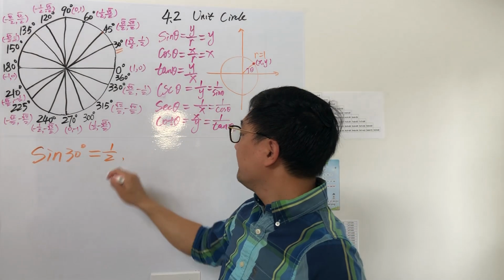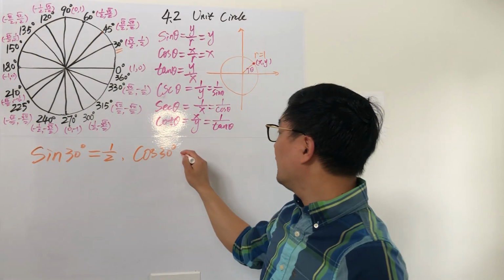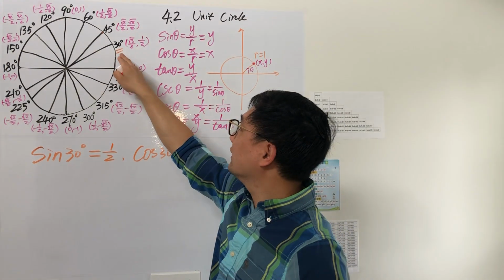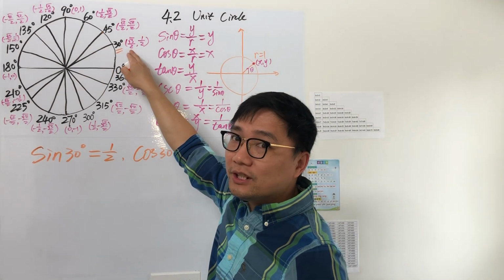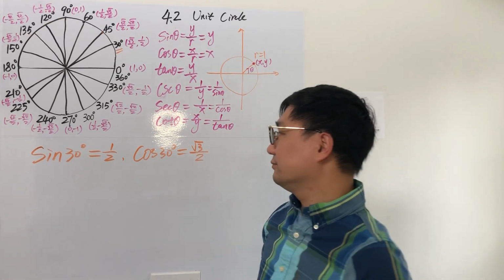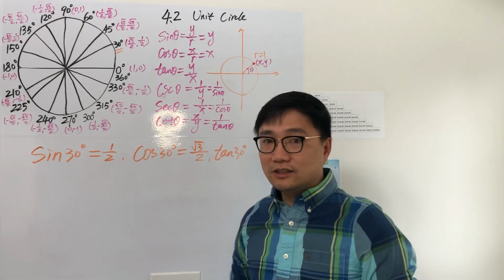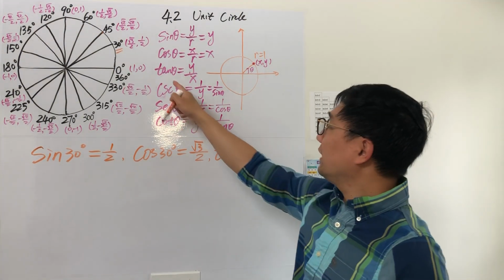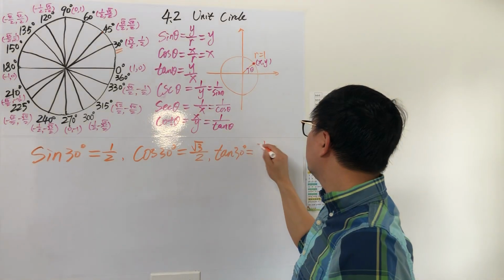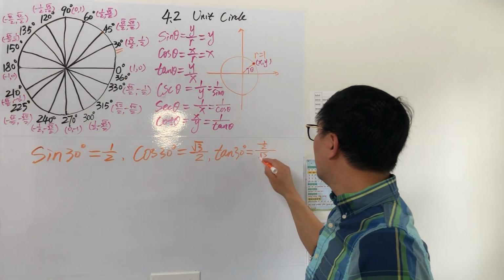For example, how about cosine 30 degrees? Based on the definition, cosine should be x. So with 30 degrees here, x is radical 3 over 2. That's why the value of cosine 30 degrees is radical 3 over 2. How about tangent 30 degrees? Based on the definition, tangent is y over x. So the y coordinate is 1/2, over the x coordinate, radical 3 over 2.